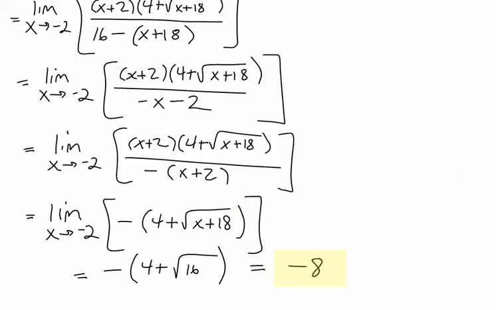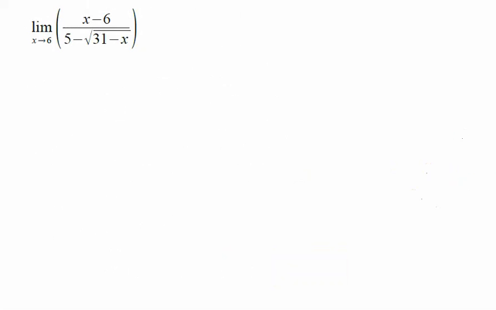We'll look at one other example of conjugates. Now I'm going to go a little bit more quickly here. The numerator is 6, the denominator is 5 minus 31 minus 6 is 25, square root of 25 is 5. Up in the top it was 6 minus 6. It does turn out to be 0 over 0, which is an indeterminate form.